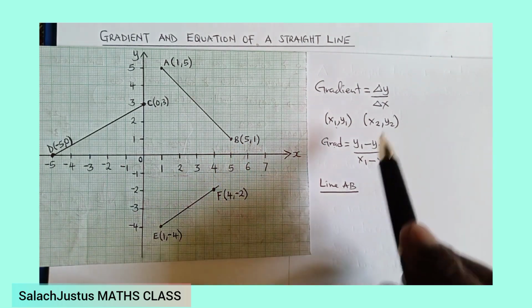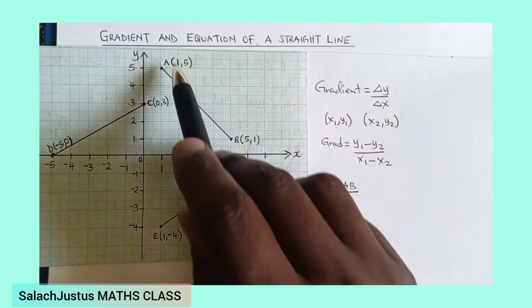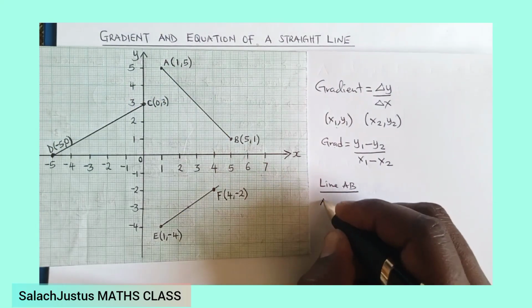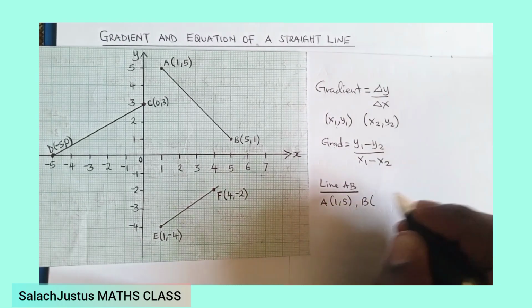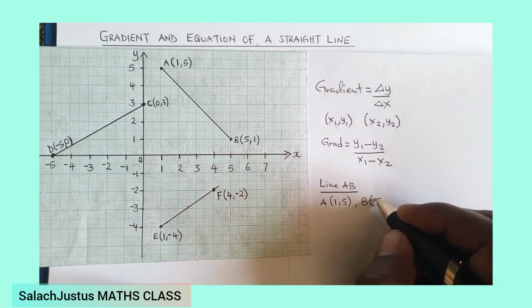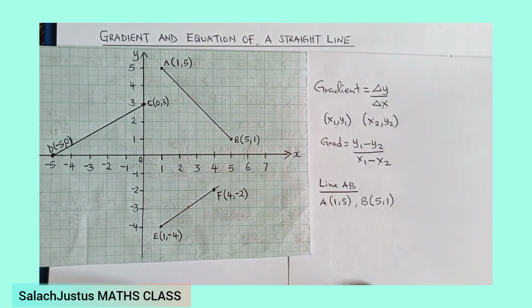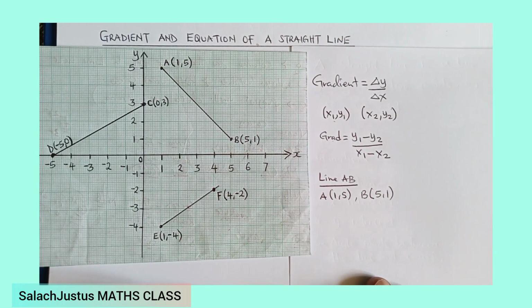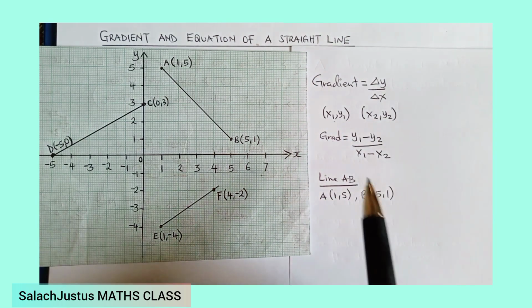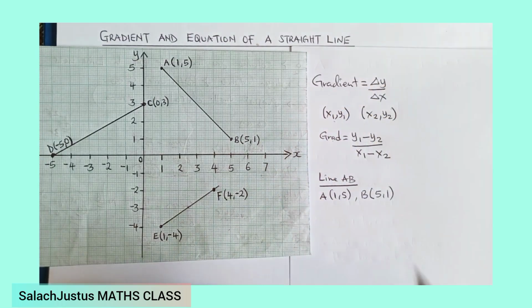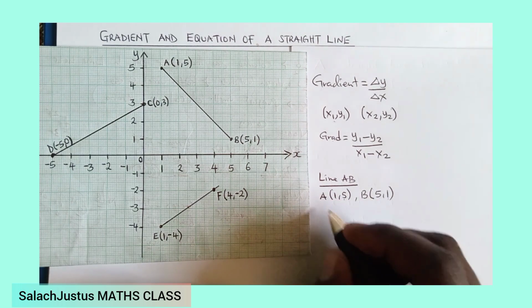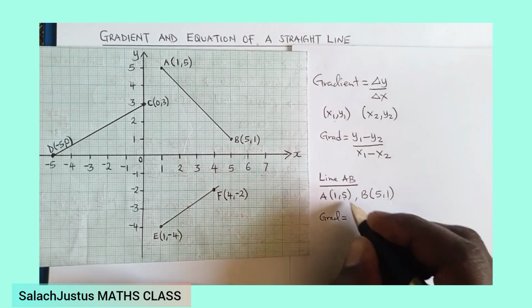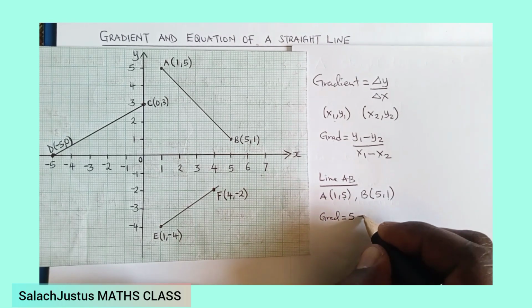So what is my x1, y1? We can take that to be point A. So point A is given as 1, 5. And then our point B is given as 5, 1. All right, so what is the gradient of line AB? We said now when we're given these 2 points, first let's do change in y. We can now take our y1 to be 5, y2 to be 1. Therefore, our gradient shall be equal to y1 5 minus 1.